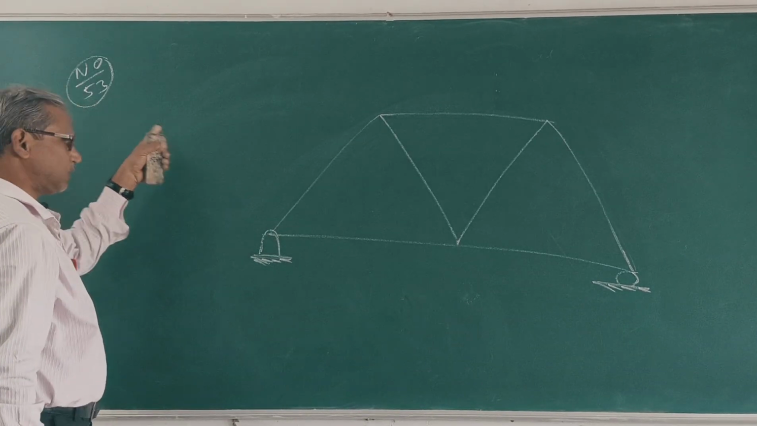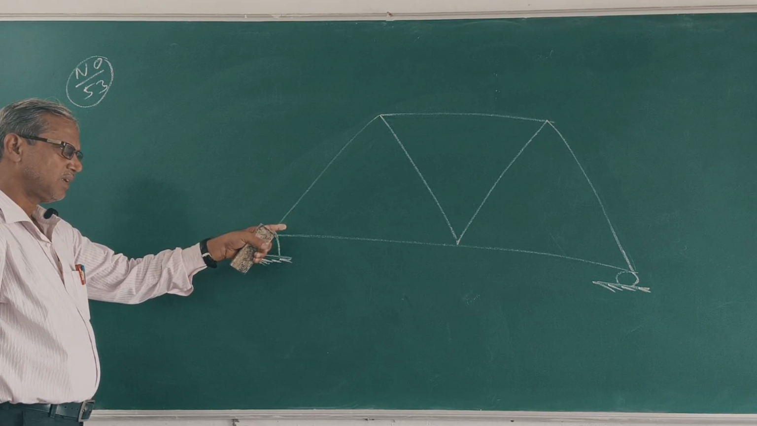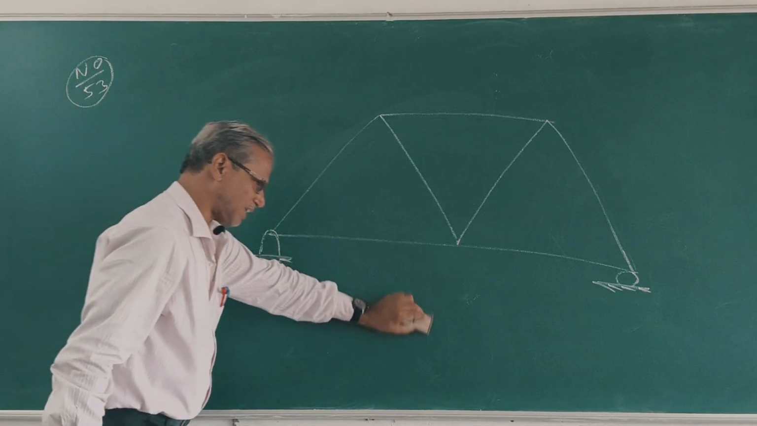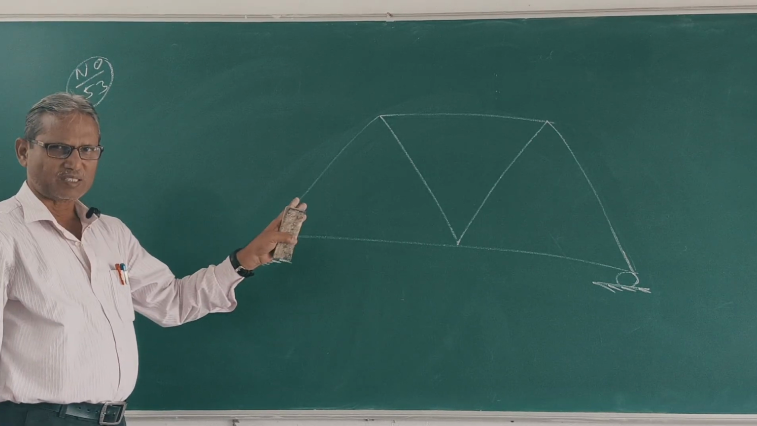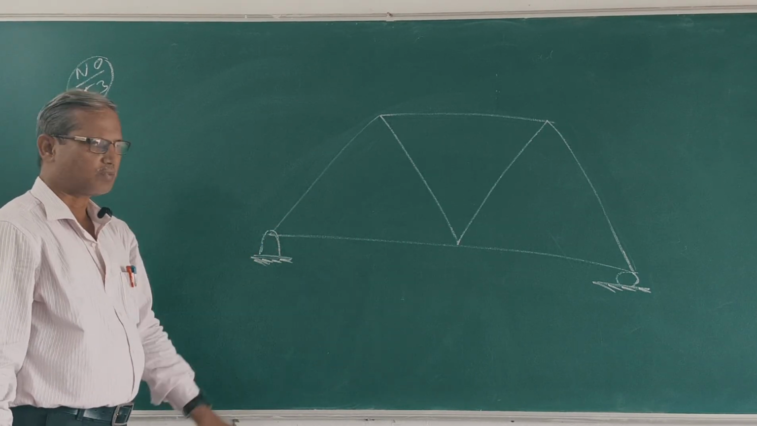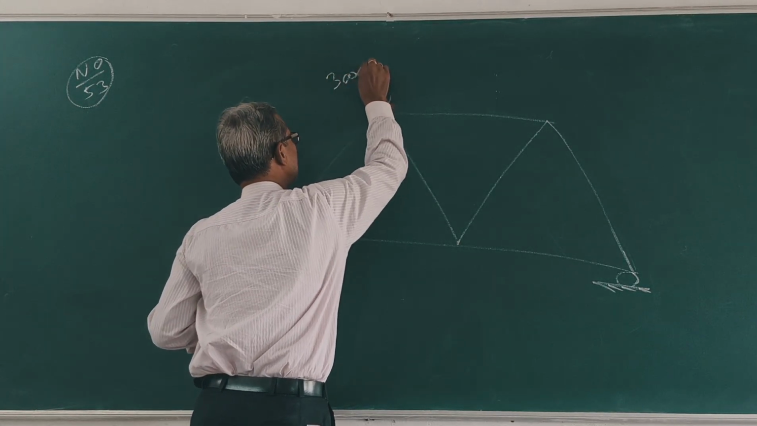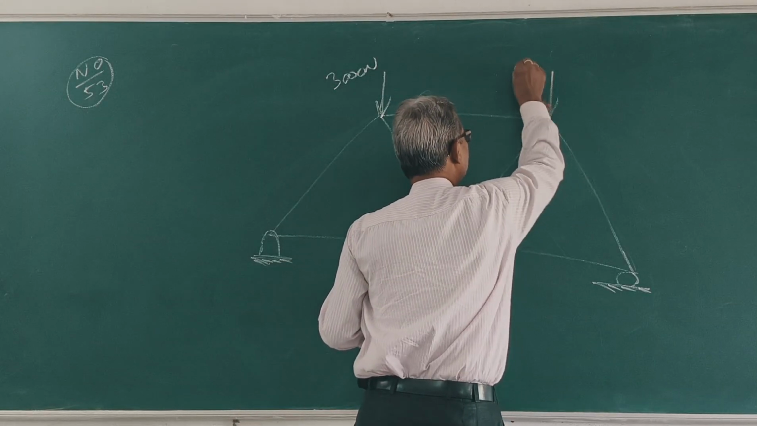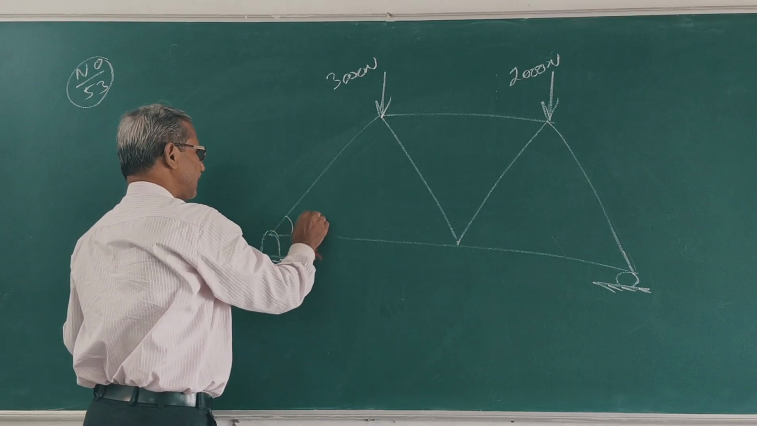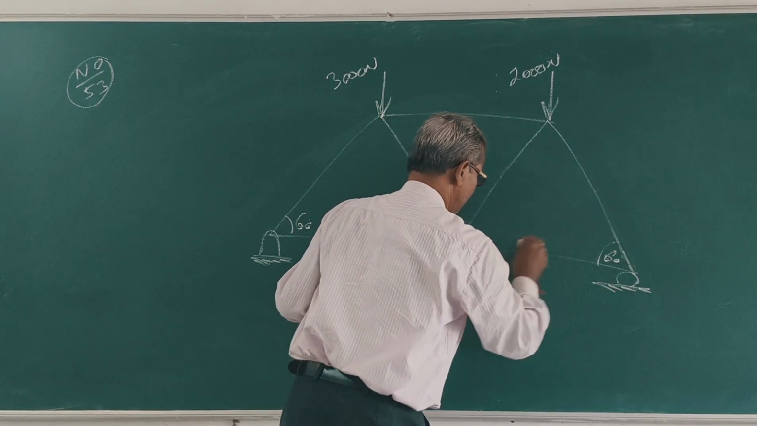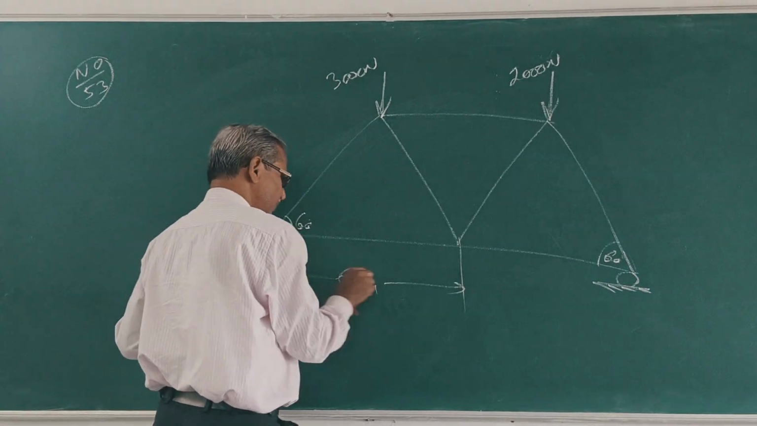Now, this is problem number 53. Very important question. It was asked in the last exam. Clear? Now, the question is to find the axial forces in all members of the truss. This is the truss. The load is 3000 Newton. Suppose this load is 2000 Newton. Clear? This is 60 degree. This is 60 degree. This is 6 m. This is 6 m.